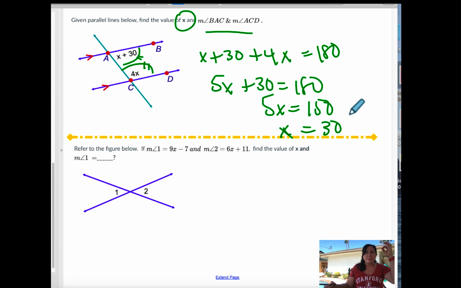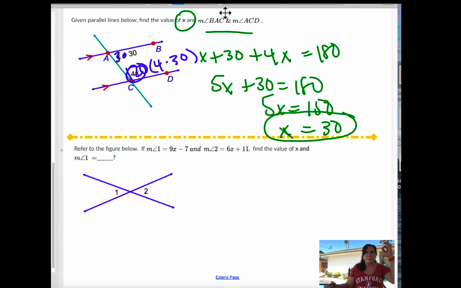So yes, we found x, but now not only do I need to find x, but I have to find the values of my other angles. And so plug that in. So the first one, 4 times 30. When you see the number next to the letter, that means multiply. So we're saying 4 times 30, which is 120. So this angle right here is 120. And then this is 30 plus 30, which is 60.